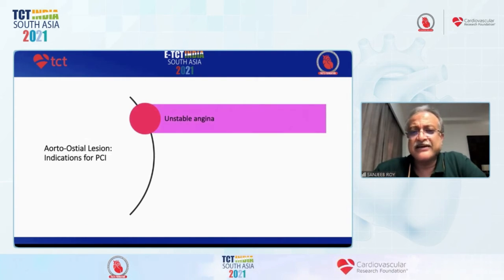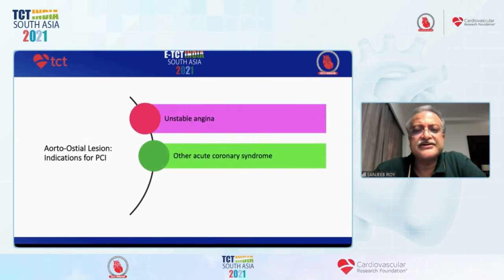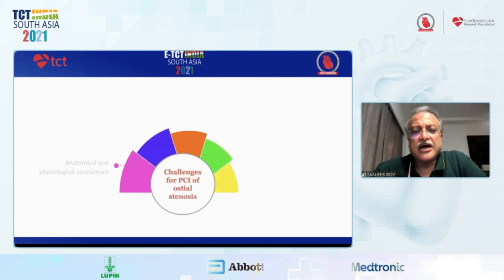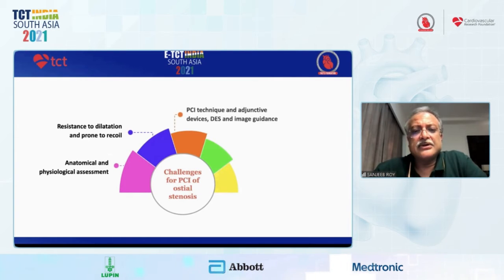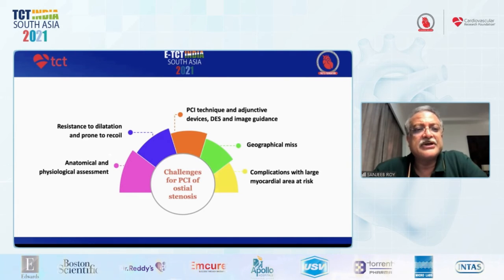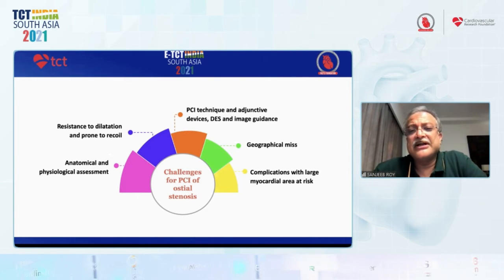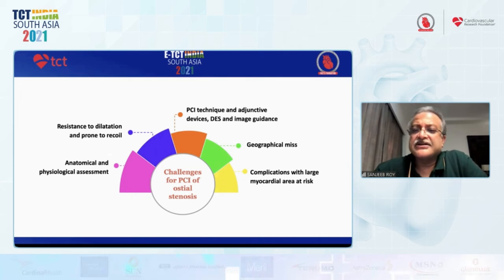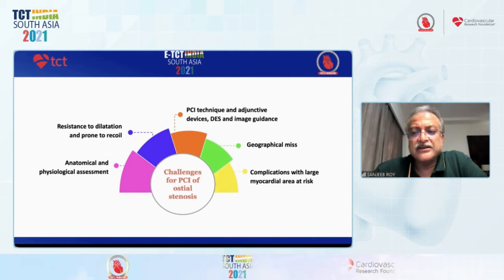Indications remain the same as in other scenarios, which include unstable angina, other acute coronary syndrome, stable angina, or dyspnea. However, there are challenges for the PCI of osteal stenosis. These include anatomical and physiological assessment, and resistance to dilatation, as they are more prone to recoil. PCI techniques and adjunctive devices may be needed in difficult cases, and we use DES and image guidance nowadays.